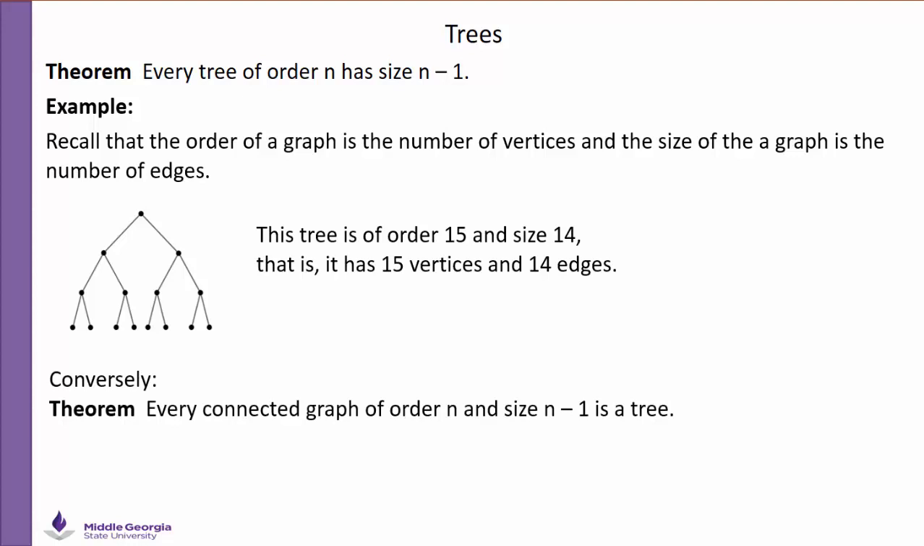And conversely, by that I mean that if we take the first theorem at the top of the page and rewrite that in if-then form, and then take its converse, there is another theorem that has been proven by mathematicians. Every connected graph of order n and size n minus 1 is a tree, meaning it can have no cycles.